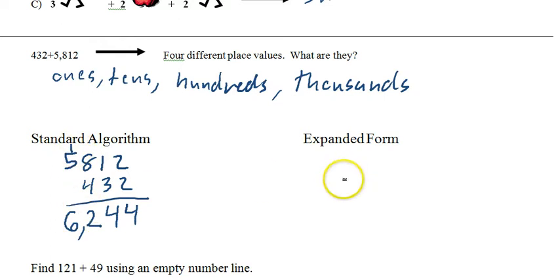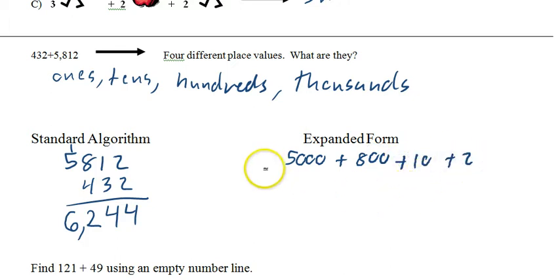And then 6. And we're going to do it in expanded form so you can see this a little bit better. What we have over here is 5,000 plus 800 plus 10 plus 2. That's our number. The 5 represents 5,000. The 8 is 800. The 1 is 10. And then a 2. This is our expanded form that we've done before. And then we have 400 plus 30 plus 2.